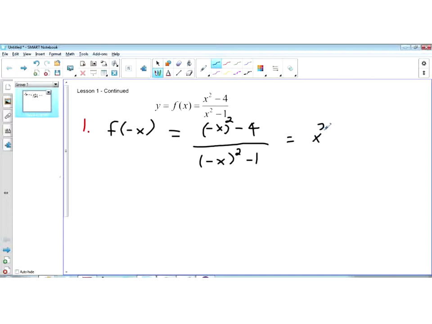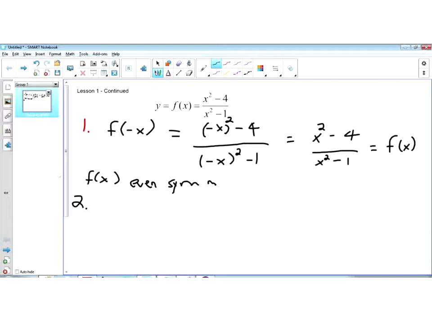X squared minus 4 divided by x squared minus 1, which happens to equal f of x. So what does this mean? This means that f of x has even symmetry. F of x, even symmetry. And I'll use the letters S, Y, M, M as a shorthand for symmetry. Okay, so good, symmetry. What do we do next?